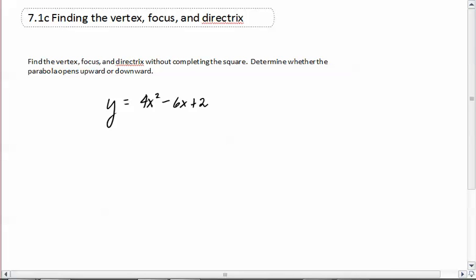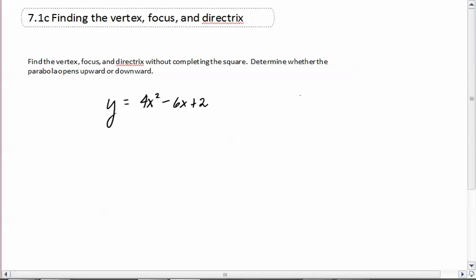We're going to now take a look at finding the vertex, focus, and directrix without completing the square. In the last video we completed the square, and actually this would be easier to do by completing the square, but the directions say don't do that. So we're going to use another method for finding the vertex, and then we'll go from there to find everything else. Determine whether the parabola also opens up or down. That's what we need to do here.